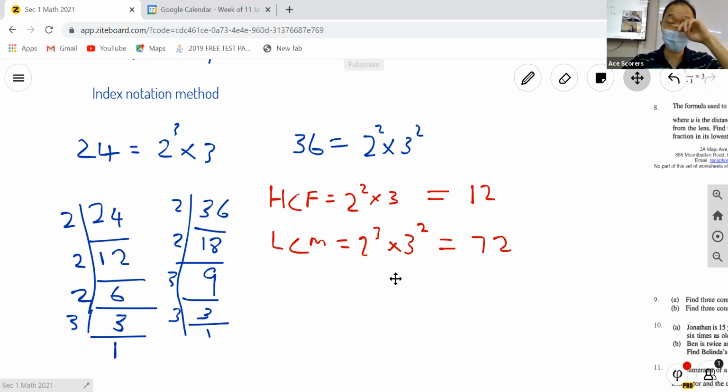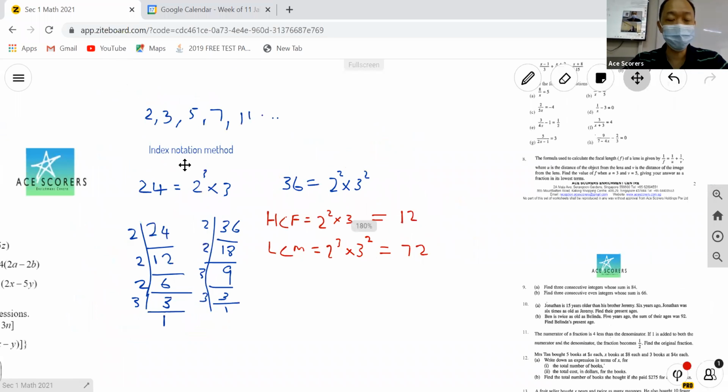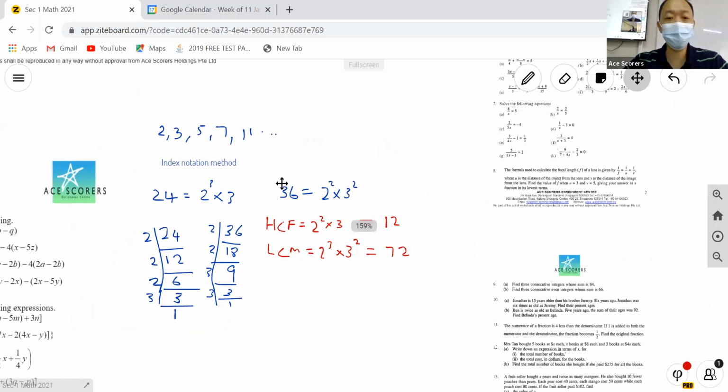Okay, so anyway, what we are doing is a recap of the index notation method for HCF LCM, as requested by one of my Instagram long-term physics students. Last year physics, this year he's in Ang Mo Kio Secondary School. So that was the index notation for HCF LCM.